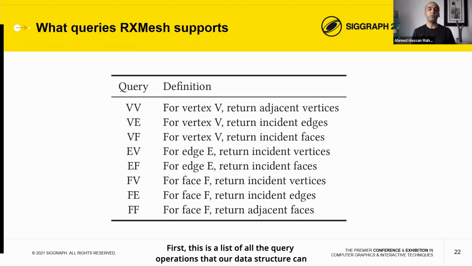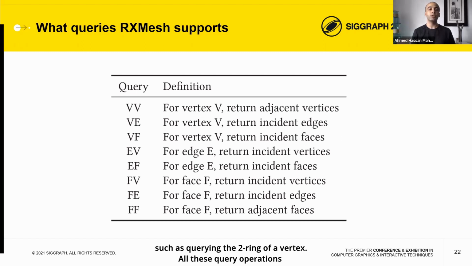First, this is a list of all the query operations that our data structure can perform. We call these operations first-order queries, since they query the immediate neighborhood of a mesh element. Our data structure also performs higher-order queries, such as querying the ring of a vertex.